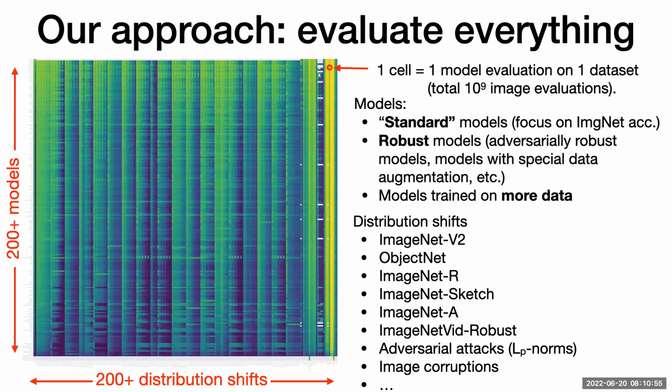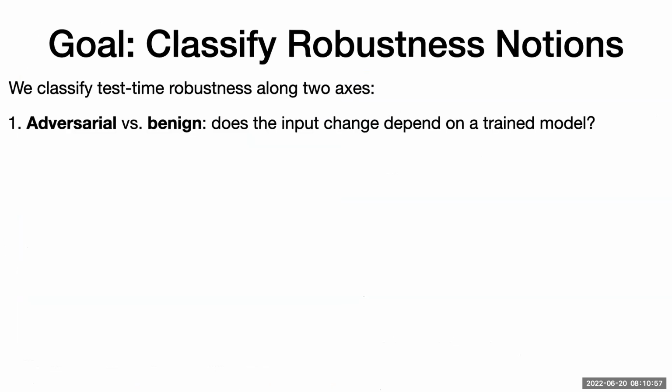And in order to structure this a little bit, for the talk today, we are going to classify these different robustness notions along 2 axes. The first axis is adversarial versus benign. What I mean by that is, does the distribution shift, does the input perturbation depend on the specific model that we are currently evaluating? Adversarial examples would be a prime example of an adversarial robustness notion here, because the perturbation depends a lot on the current model. And then something like just adding Gaussian noise would be a benign perturbation because the Gaussian noise doesn't care about what the model is. So this is one axis, adversarial versus benign.